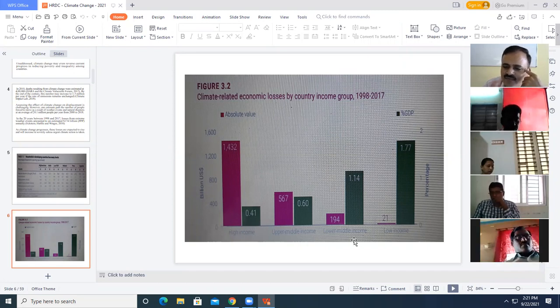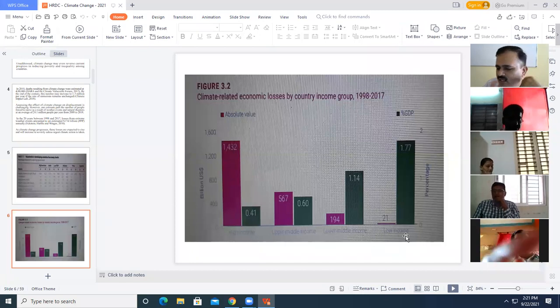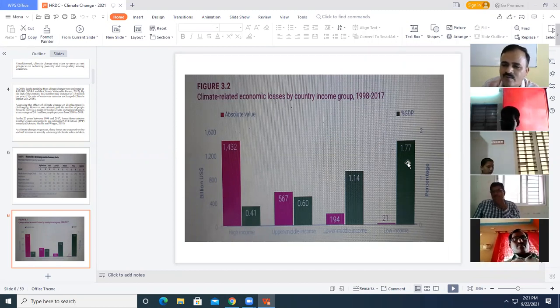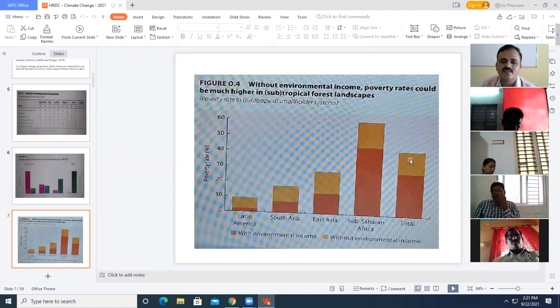Whereas in the case of the lower middle income and low income countries, just observe that it is almost 3 to 4 times higher in terms of their percentage of GDP. That's why climate change and global warming disproportionately affect people at the household level, but at the country level also. The poorer countries are, of course, the worst hit by global warming or climate change.